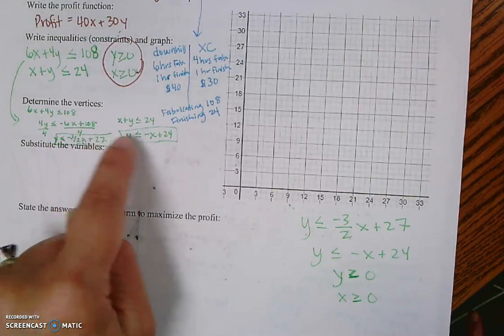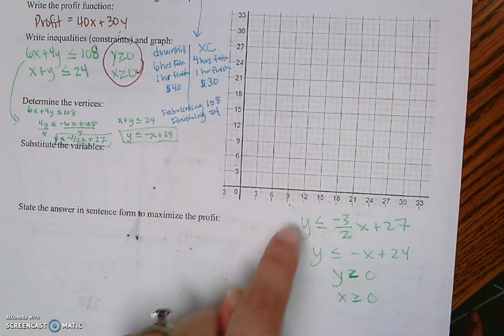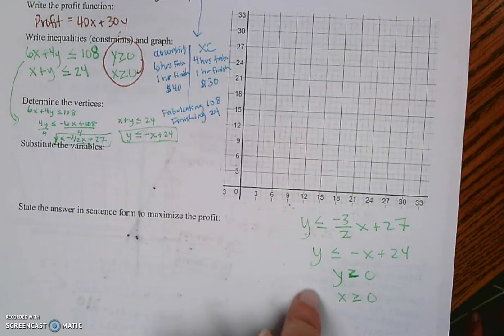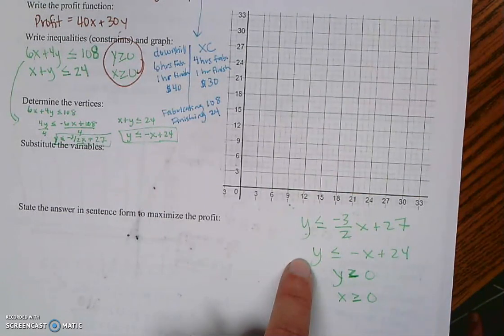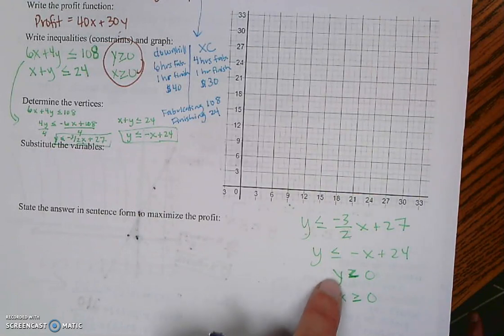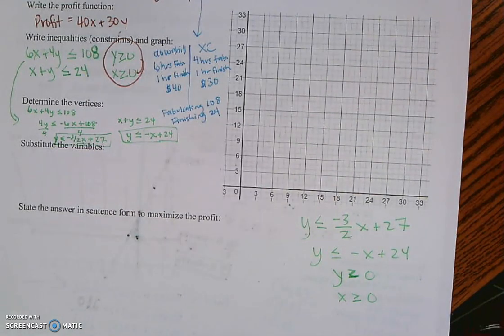Okay, my work's right here, but here are the inequalities that I'm left with. So this is the first one rearranged, this is the second one rearranged, and then these are my two lower limit things from my not having negative numbers. So I'm going to go ahead and graph these, okay?